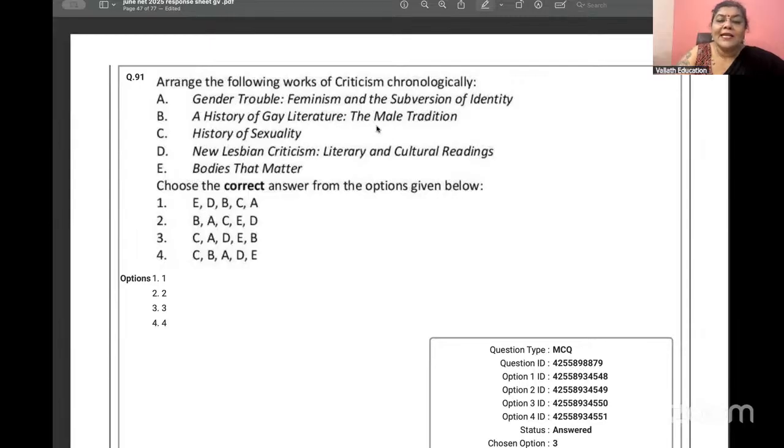Okay? And this sounds like 21st century. New lesbian criticism. Definitely it is not 1990s. It is 20th century. A history of gay literature, the male tradition. 21st century only, these two. With that knowledge, you can guess this.